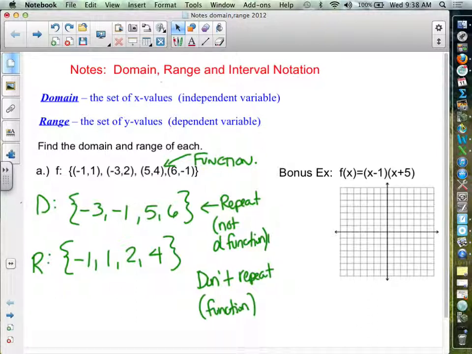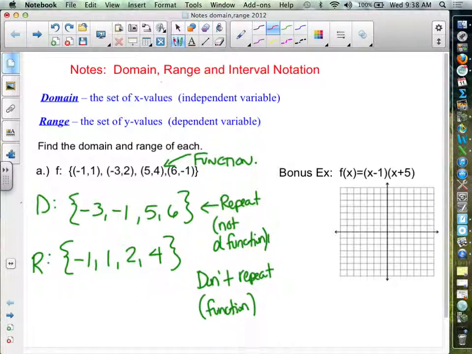You may not be given the equation, or you may not be given the problems in terms of a set of points. You may be given an equation like this. Bonus example, this is not in your notes. So you can add this one in here if you like. Sort of builds up to some of the harder problems.